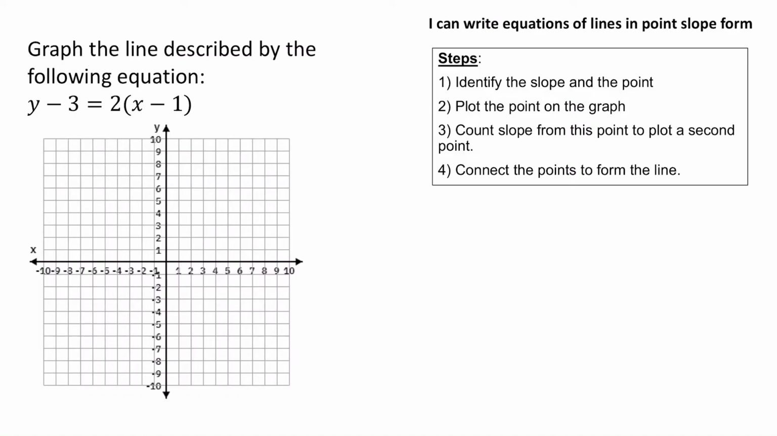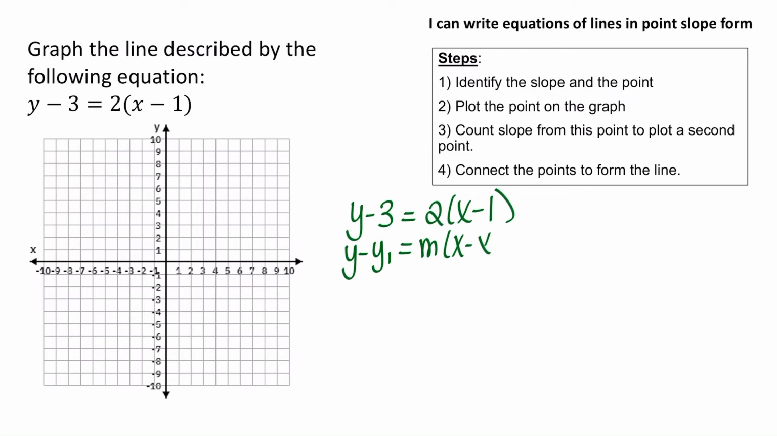So now let's graph the line described by the equation y minus 3 equals 2 times x minus 1. So we want to always compare to point-slope form. So let's write this out. And we are comparing to y minus y1 equals m times x minus x1. So that means that the point that we have is going to be 1, 3. So that is the point. And then the slope is going to be 2.